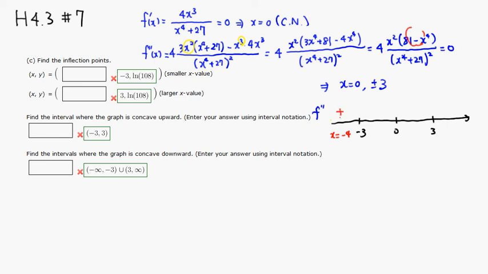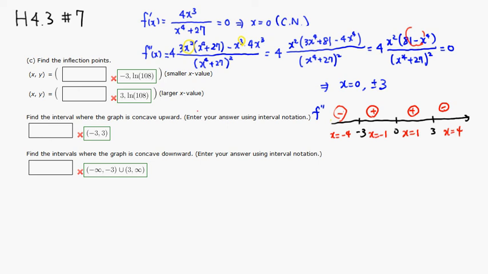If you plug in something between -3 and 0, I'll try -1. Oh, actually sorry, this is going to be negative, I messed it up. So this is actually negative. Sorry about that. But here, negative, that's going to be positive. Everyone's positive. Same with x equals 1. 81 minus 1 is positive, so everyone's positive. These are always positive because it's squared. And x equals 4 will give you a negative value.